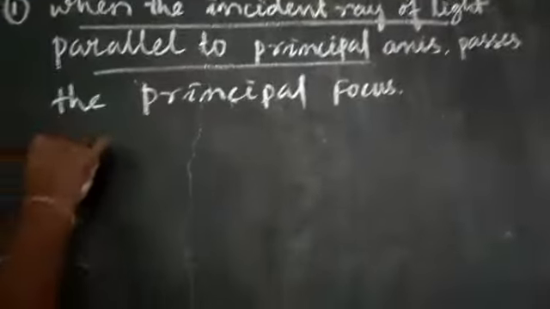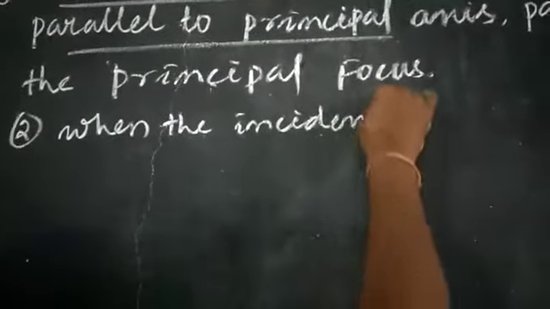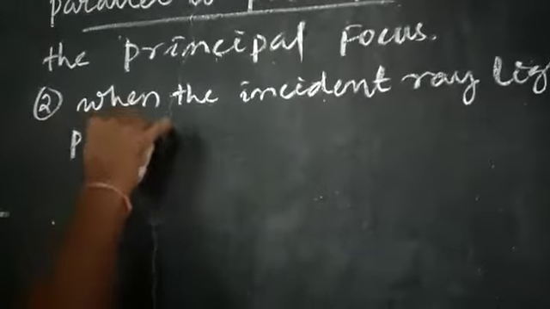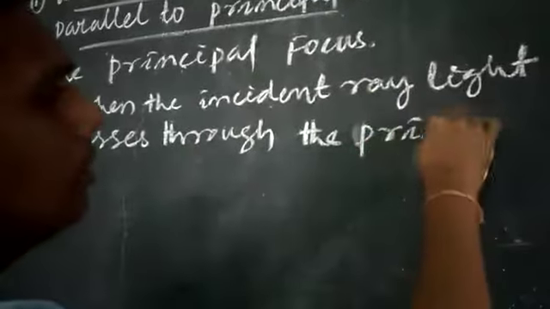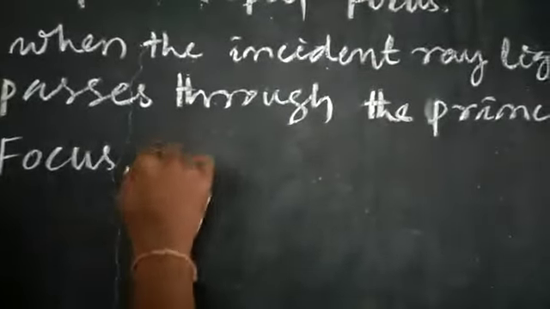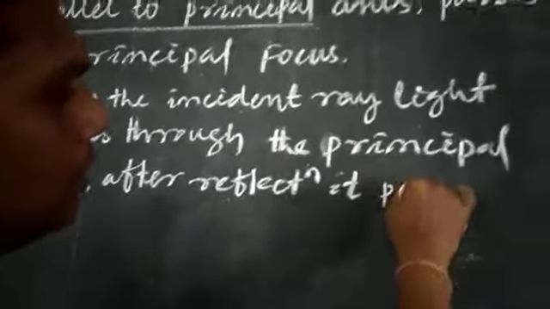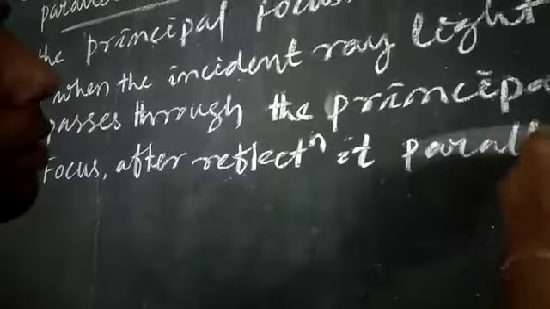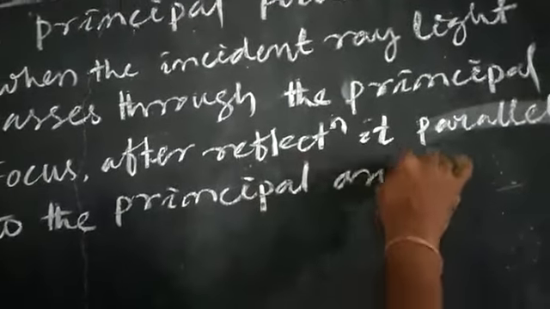And the second rule is that when the incident ray of light passes through the principal focus, after reflection it becomes parallel to the principal axis. It is the second rule.